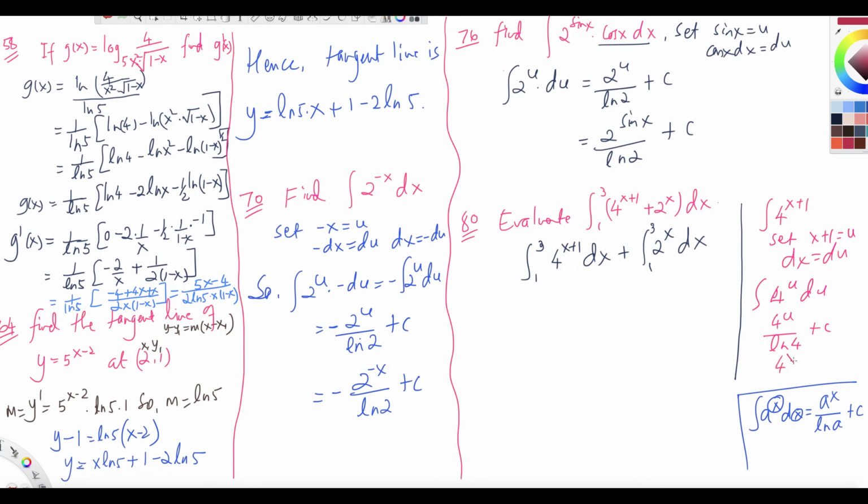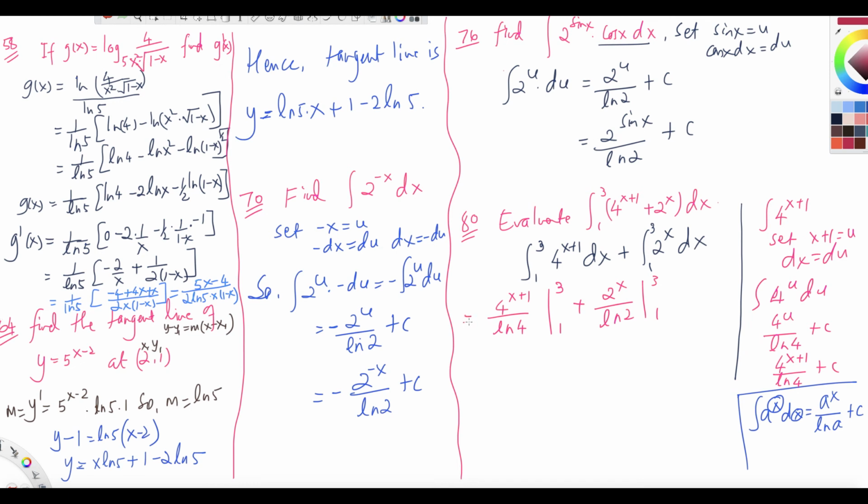So 4 to the x plus 1 over natural log of 4, from 1 through 3. I didn't write plus c because when you plug in 3 and 1, it will cancel out. Plus, what is the antiderivative of 2 to the x? It is 2 to the x over, again, natural log of 2, and then from 1 through 3.